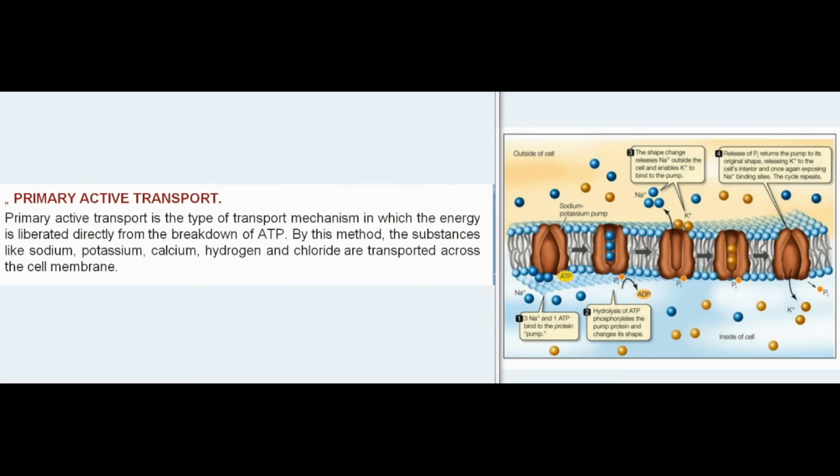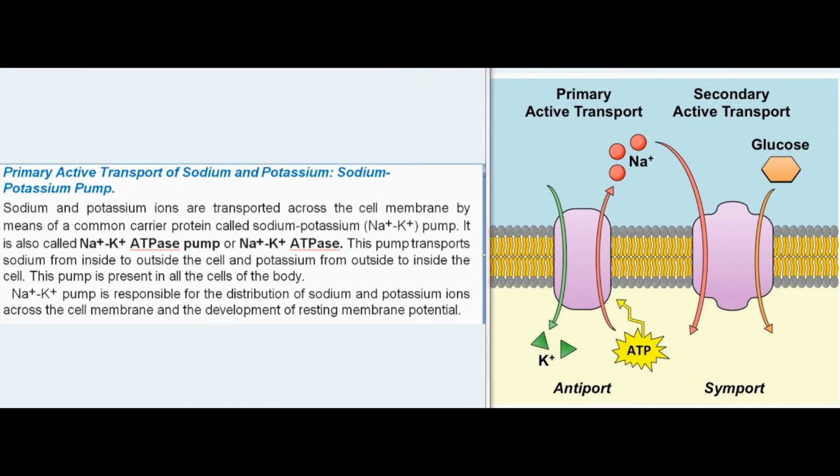Primary active transport. Primary active transport is the type of transport mechanism in which the energy is liberated directly from the breakdown of ATP. By this method, substances like sodium, potassium, calcium, hydrogen, and chloride are transported across the cell membrane.